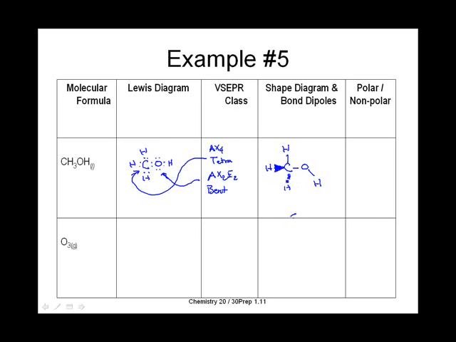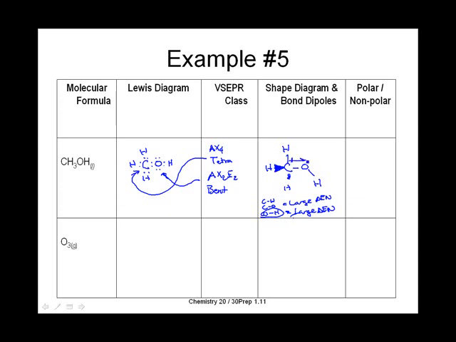And when we take a look at our bond polarities, we have carbon-hydrogen bonds, a carbon-oxygen bond, and an oxygen-hydrogen bond. And remember, oxygen and hydrogen have a large difference in electronegativity. Carbon and oxygen also have a fairly large difference in electronegativity. And they're both pulling towards the oxygen.